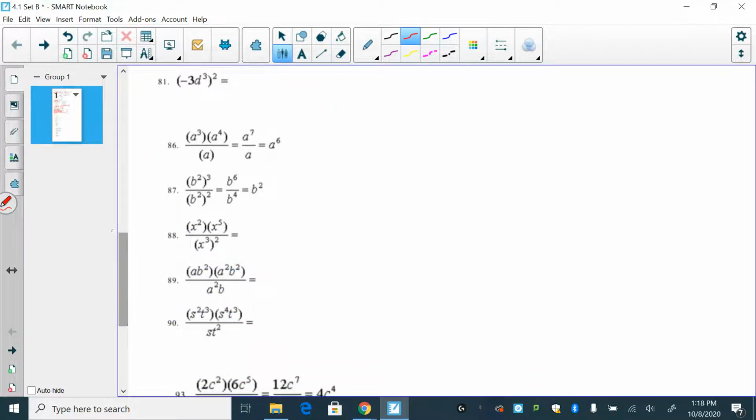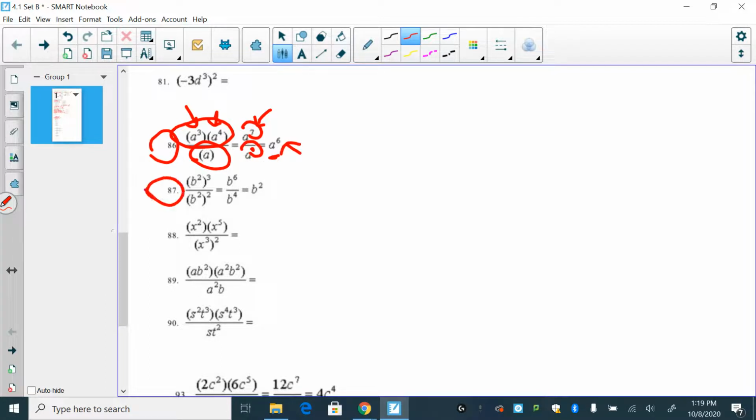Let's look at this one. So 86. Usually I try to do all the top first and all the bottom, and then I do the division part. Remember, division, you subtract the exponents, if the bases are the same. So I'm going to do the top first, the numerator. So I repeat the A, and you're multiplying, so you're going to add the 3 and the 4. So that's why I've got A to the 7. And then I just have this A here, so I'm going to rewrite it. Now there's a 1 here. We don't write it. And then when you divide, you subtract the exponents. So it's basically repeat the base A, and then it's 7 minus 1, and that's how I got 6.